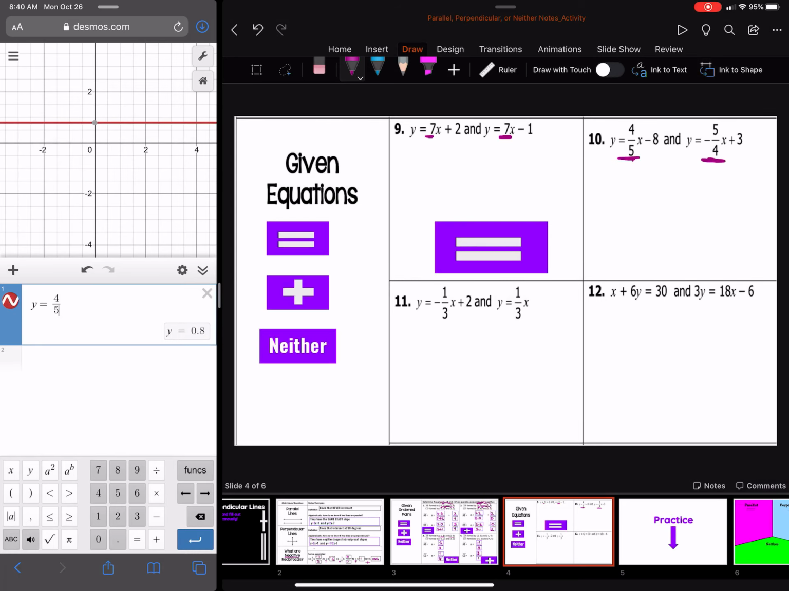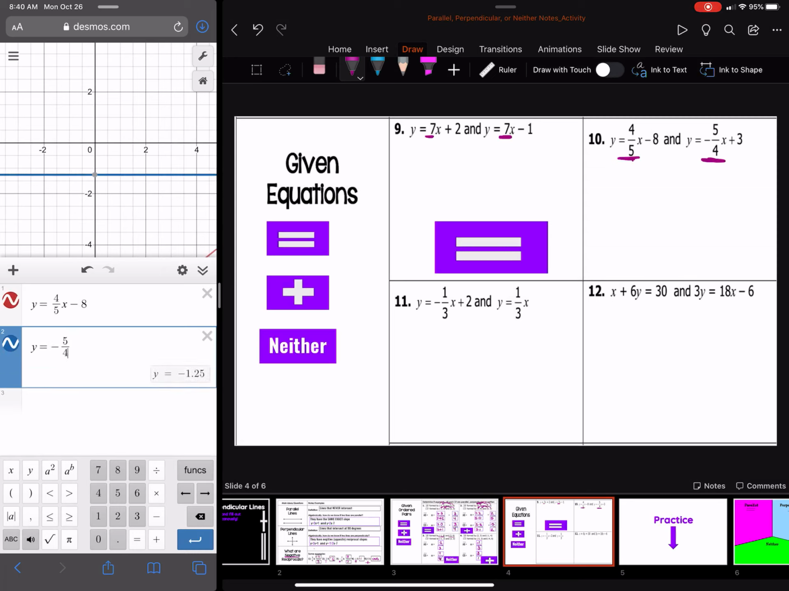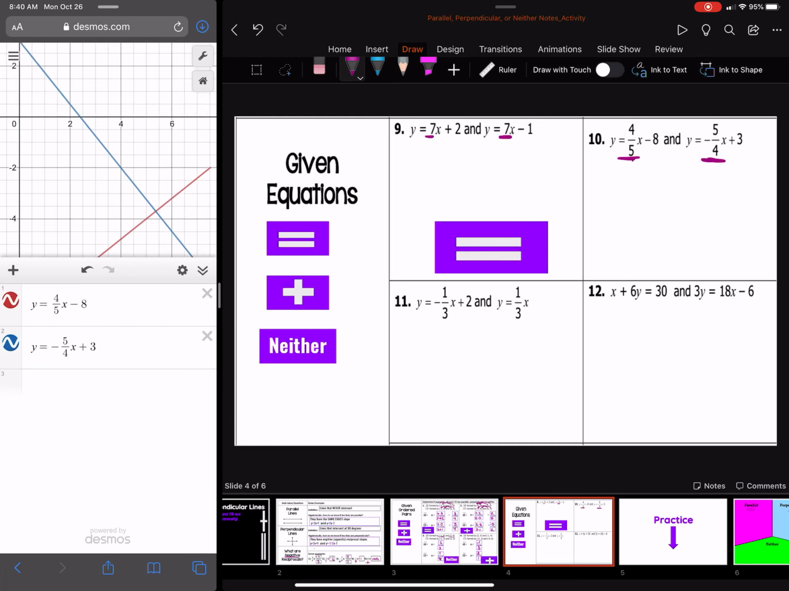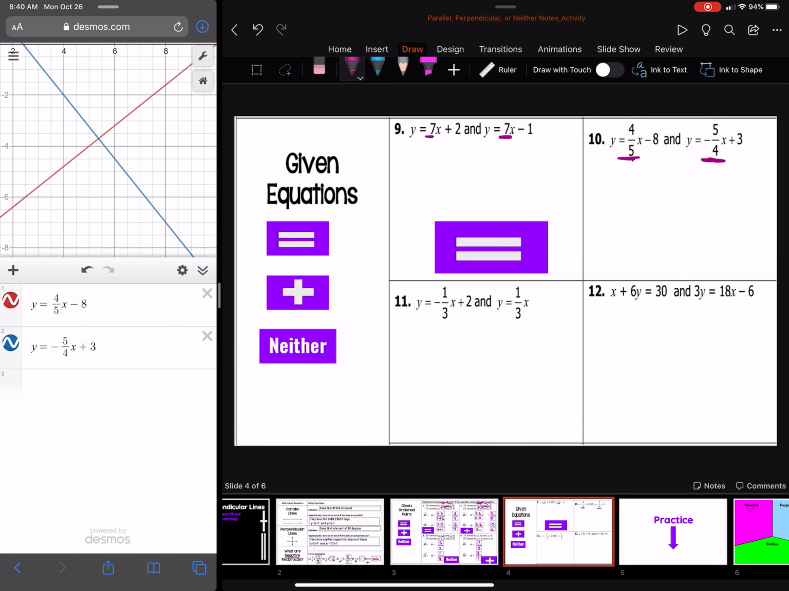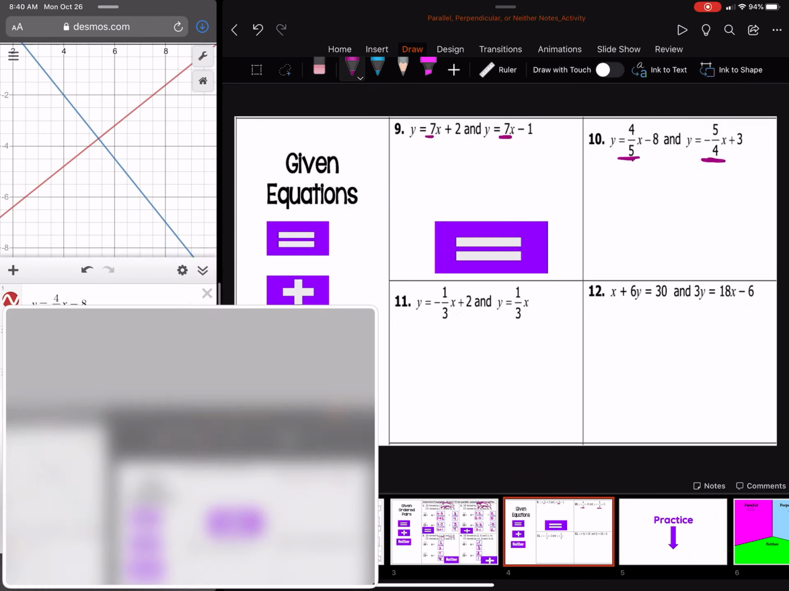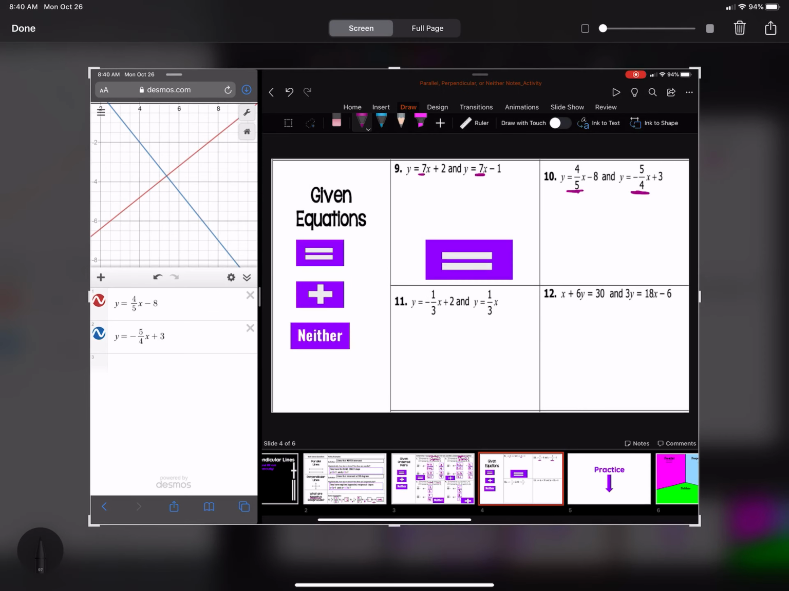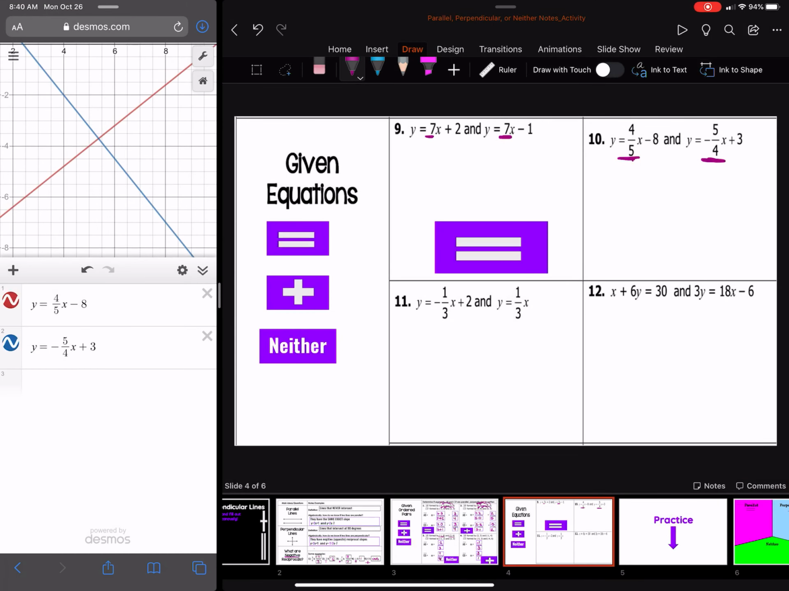Oops, move that out. X minus 8, okay, and then we have y equals negative 5 fourths x plus 3. Okay, let's look at these lines. Yes, those are perfect. And you've got to be careful. You've got to really make sure that they're perpendicular, meaning 90 degrees, and you're going to be able to tell. And they are. They're perfect 90-degree angles. So yes, these would be perpendicular lines.